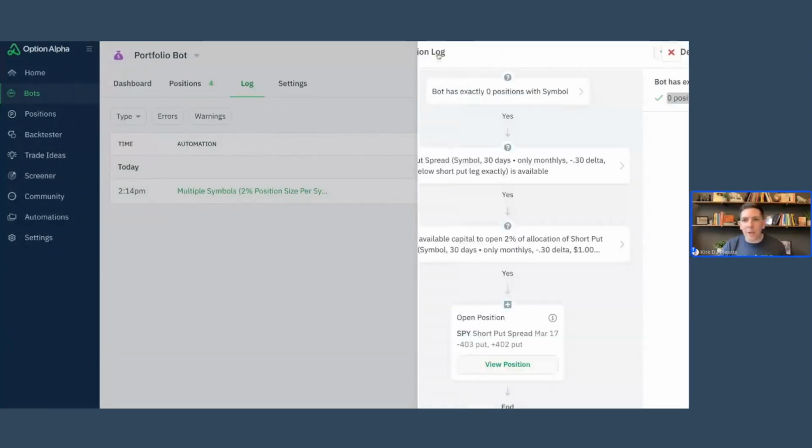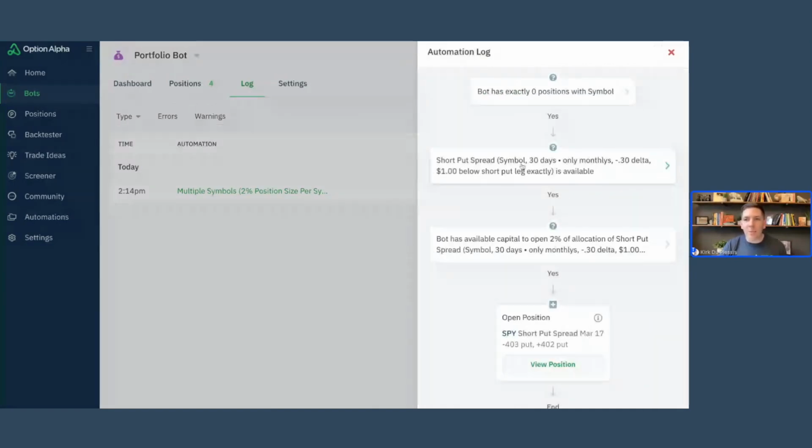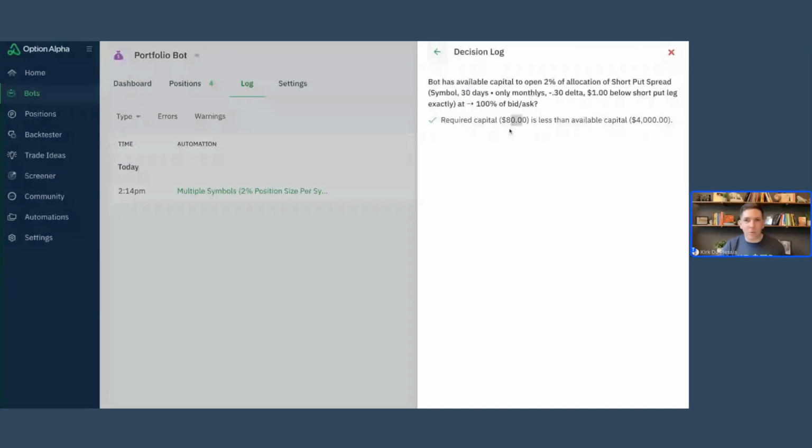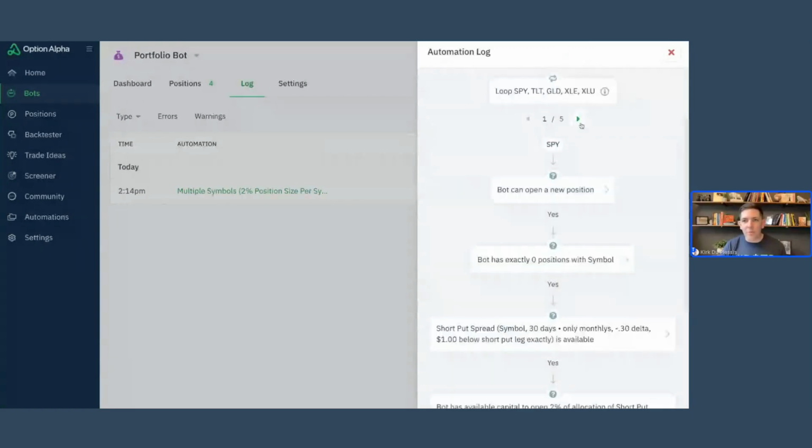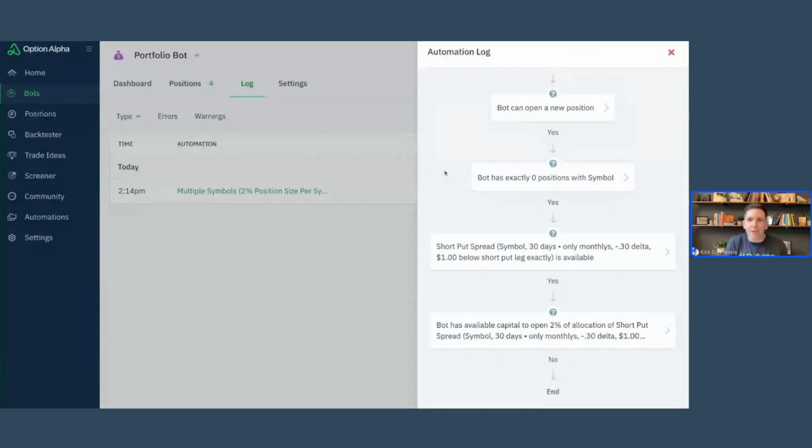Is there a position available? Yes. Does the bot have enough capital? Yes. It only needed $80 of capital, has more, that's under our 2%, so we're good to go. So it opened a position. Across the board, this is what happened for all the positions. We didn't have anything else out there. We had no like market indicators, no SPY or no IV rank, no nothing.